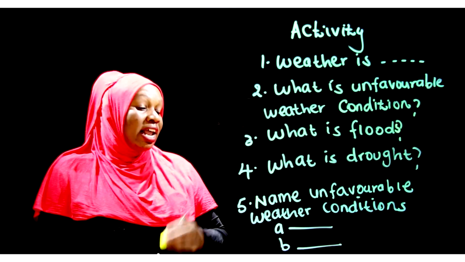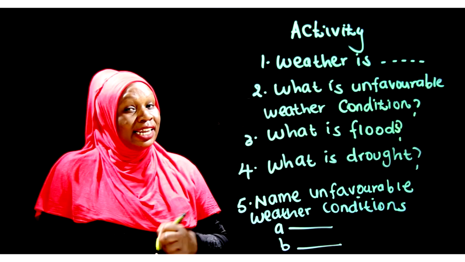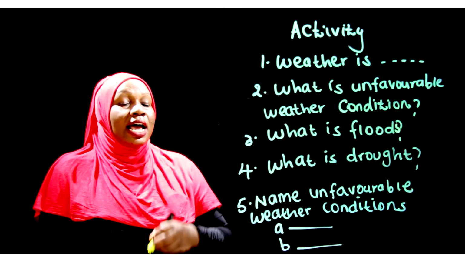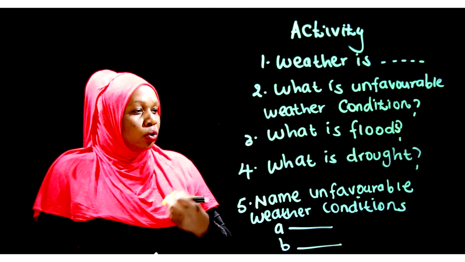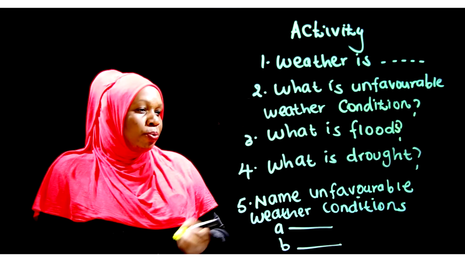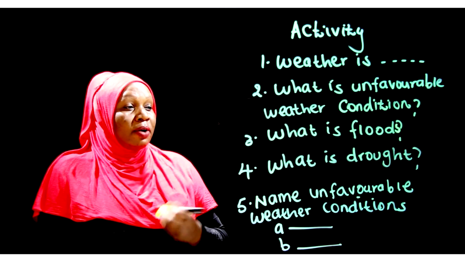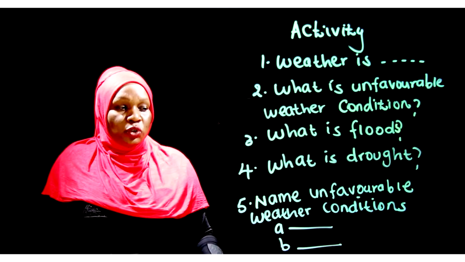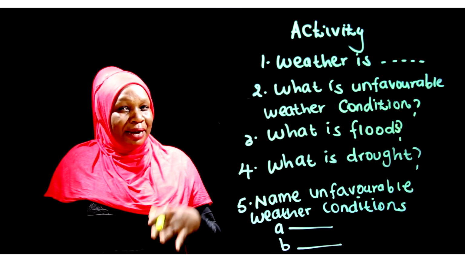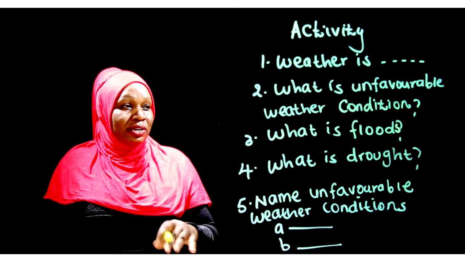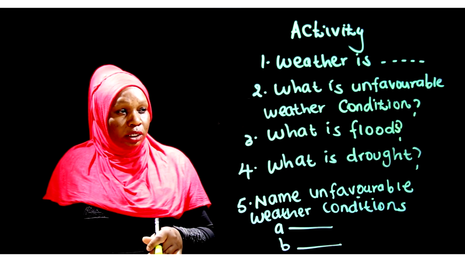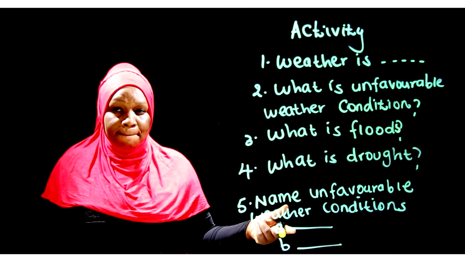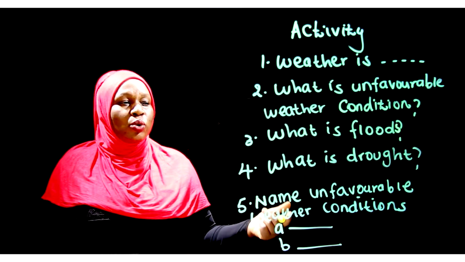Then after that, we come to the end of today's lesson where we learned about weather and the substrand unfavorable weather condition. I hope you understand this lesson, because in our next lesson, we are going to look at the effects. Remember, we said floods are bad, the weather is bad. So what do floods do to people, to animals, to plants? Then how does the drought cause harm to people, to plants, and to animals?